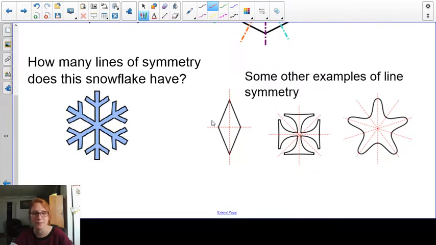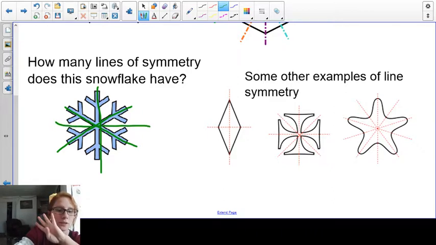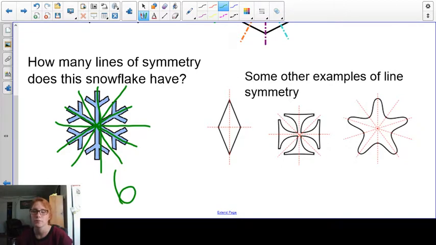Well, how many lines does a snowflake have? Okay, well we can put 1 here. So that's 1. We can put 1 here. So that's 2. We can put 1 here. So that's 3. We can cut it in the middle like so. So that's 4. And we can cut it here. So that's 5. And we can cut it here. So that's 6. So this snowflake has 6 different lines of symmetry.